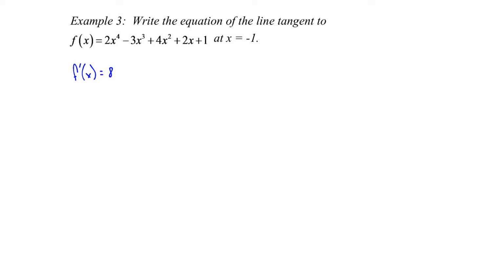So that'll be 4 times 2 is 8. Subtract 1, so that's 8x cubed. 3 times 3 is 9. Subtract 1 is x squared. 4 times 2 is 8. Subtract 1 is 8x to the first, and then 1 times 2 is 2. Subtract 1 is x to the 0, which is just 1. So 1 times 2 is 2, and then you've got your constant. So there's the derivative. We don't have a point, but we have x equals -1.